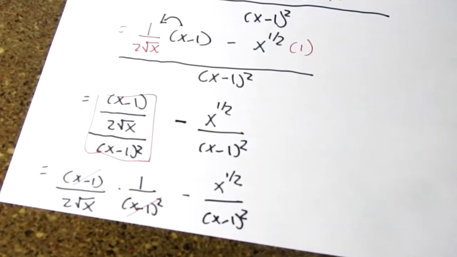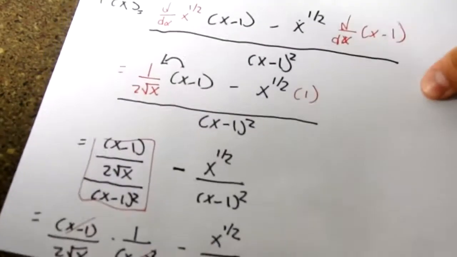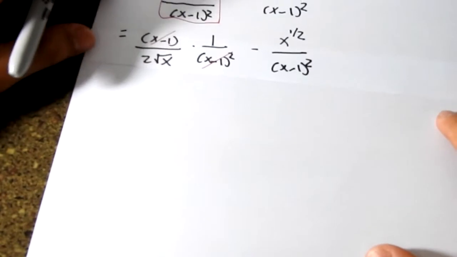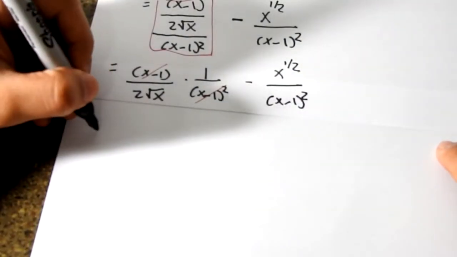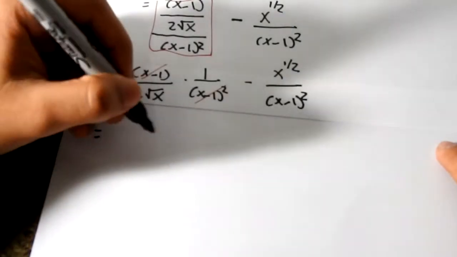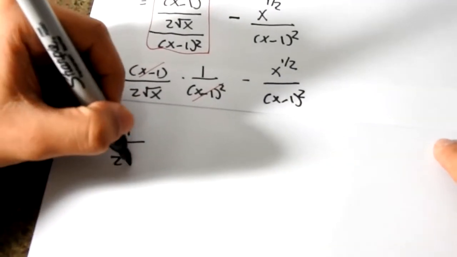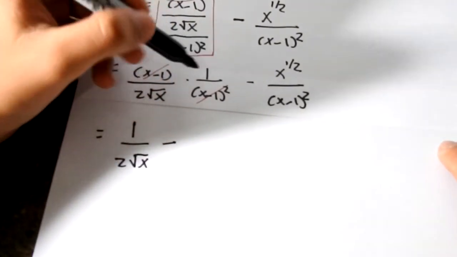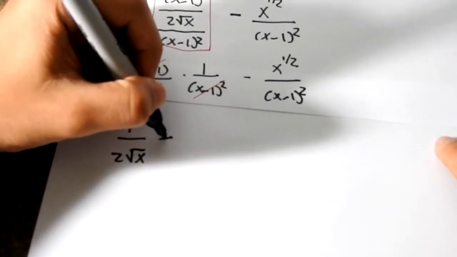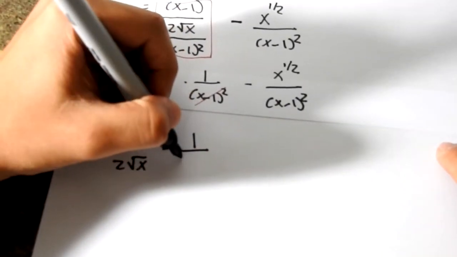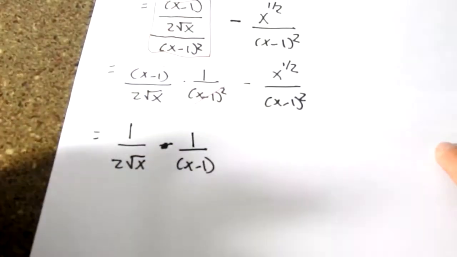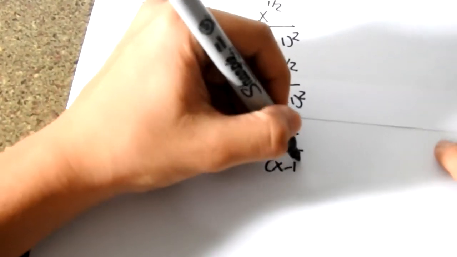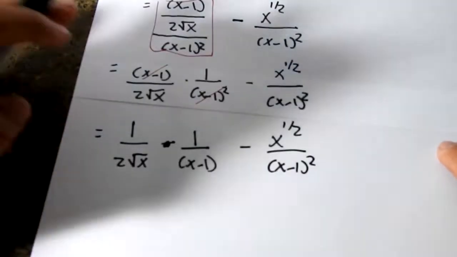So I'm going to continue this over here. So since I got rid of one of them, I'm going to have 1 over 2 square root of x minus, then I have times 1 over x minus 1, because I still have 1, then minus x to the 1/2 over x minus 1 squared. So that's what I have left.